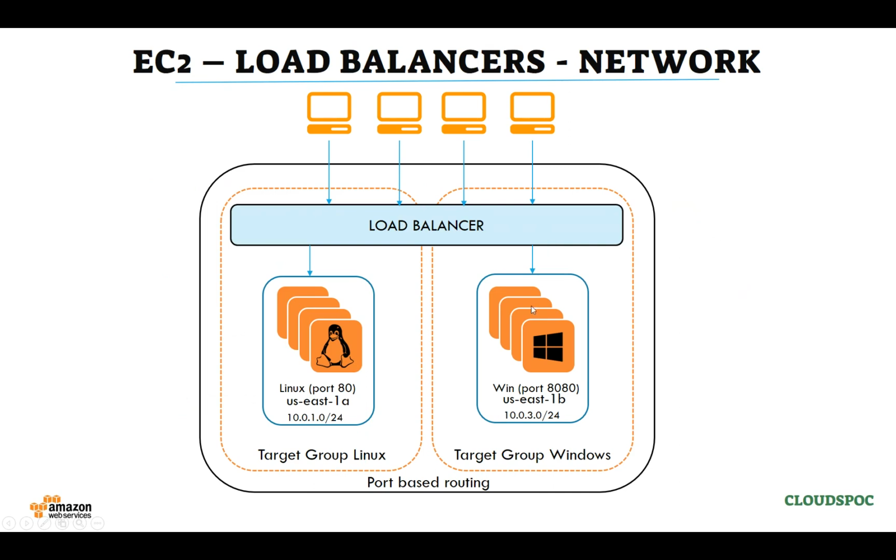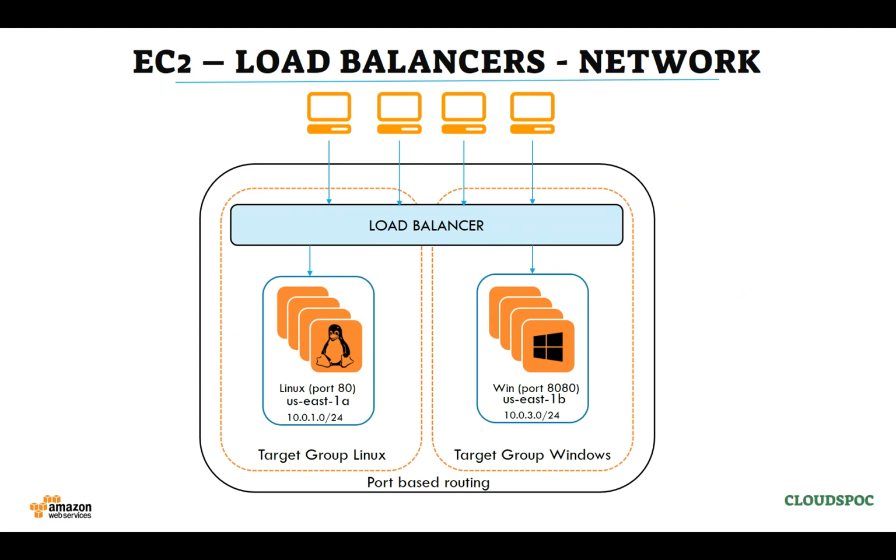So if you want to use a single load balancer and route your requests based on the port, if it is coming for port 80, it will be forwarded to the Linux target group. If it is coming for port 8080, then it will be moved on to the Windows target group. That's how the network load balancer can take a decision and forward your request to the respective target group.